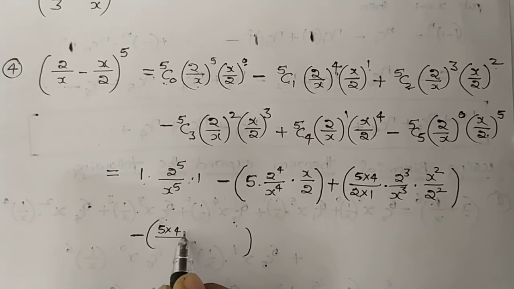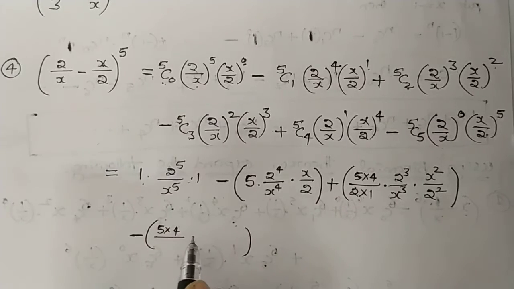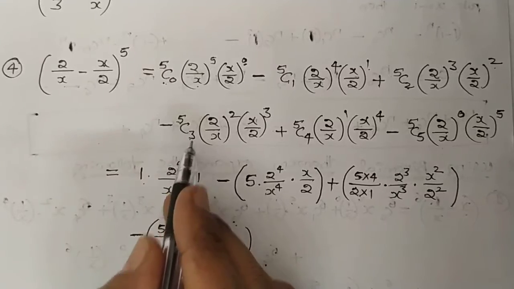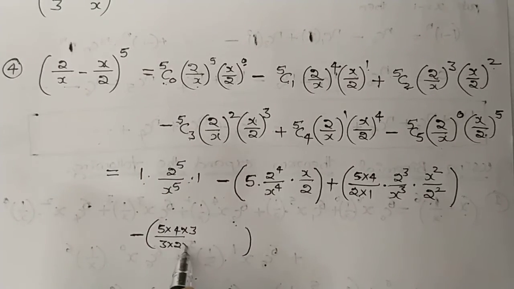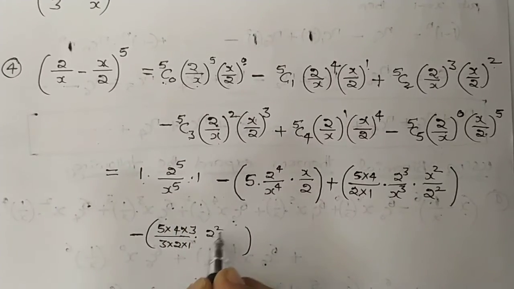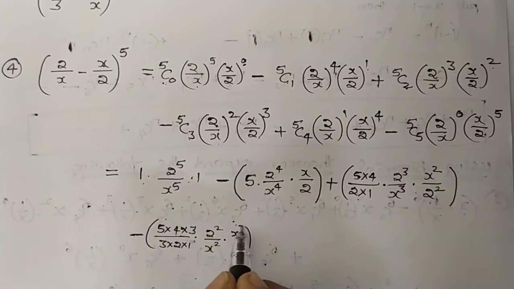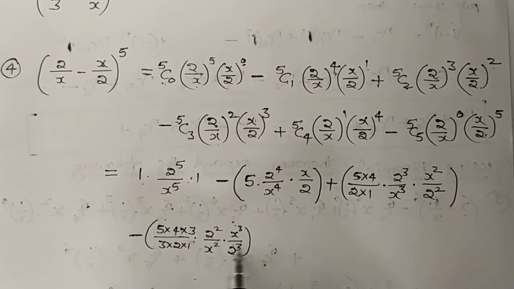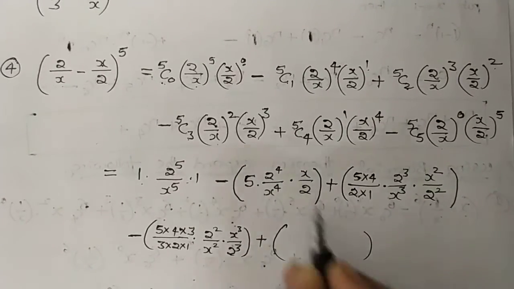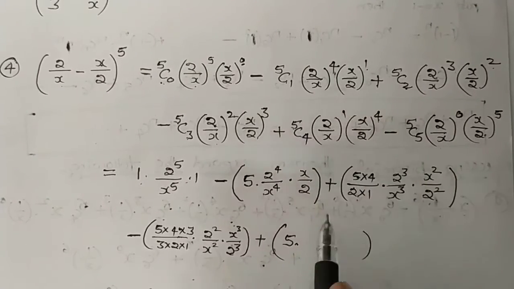If you get confused, then you can write 5C3 as 5 into 4 into 3 divided by 3 into 2 into 1, into 2 square divided by x square, into x cube divided by 2 cube. Then plus 5C4. What is the value of 5C4? 5C4 value is 5, into 2 by x whole power 1, that is what?